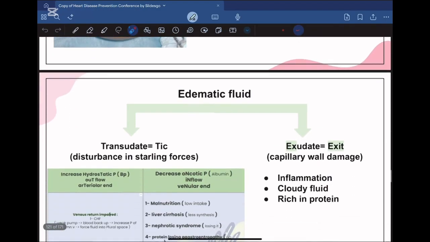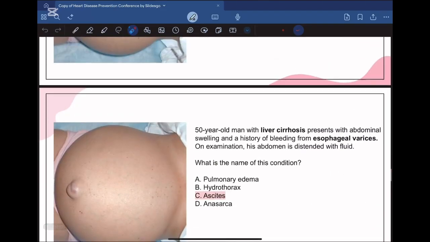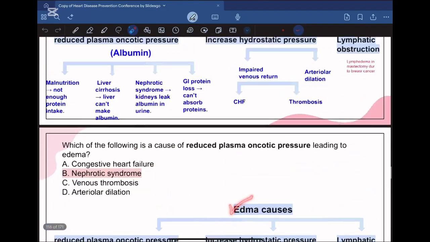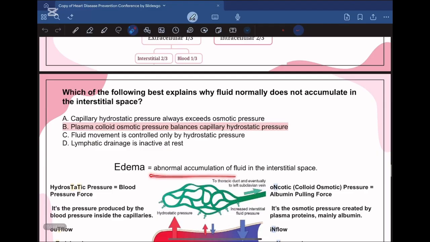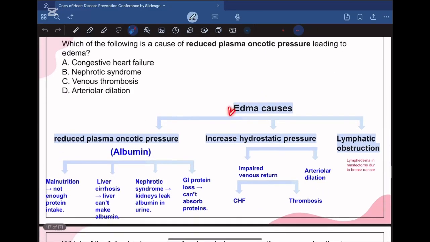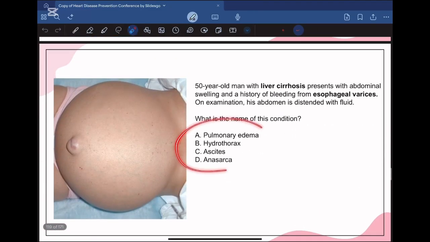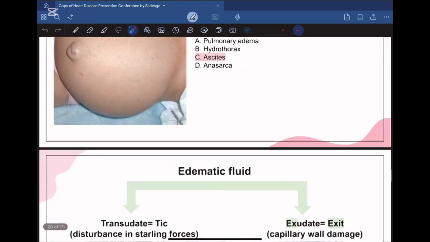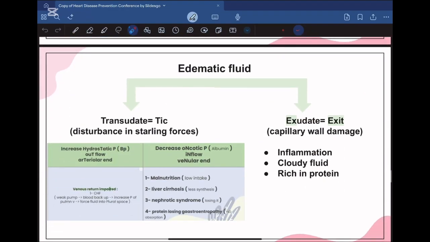We are done. Now we talked about causes. We talked about edema causes. We talked about what's edema: abnormal accumulation of fluid in the interstitial space. And we talked about causes and different locations. Now there is extra inside the lecture, but these are the most important. Now we'll talk about the edematic fluid itself. The fluid could be transudative or exudative.